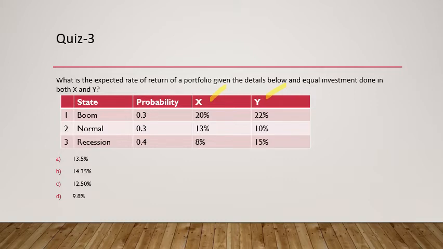Similarly, you do the exercise with 0.3 multiplied by 22, 0.3 multiplied by 10, and 0.4 multiplied by 15. So you will get some values, you sum both of them, and after you have got the summed up return for both x and y, then multiply it with 50% and 50%, and you will get an answer, and that answer will be 14.35%. So this is how you arrive at the answer. This is the question 3. I hope it is making sense for all of you.